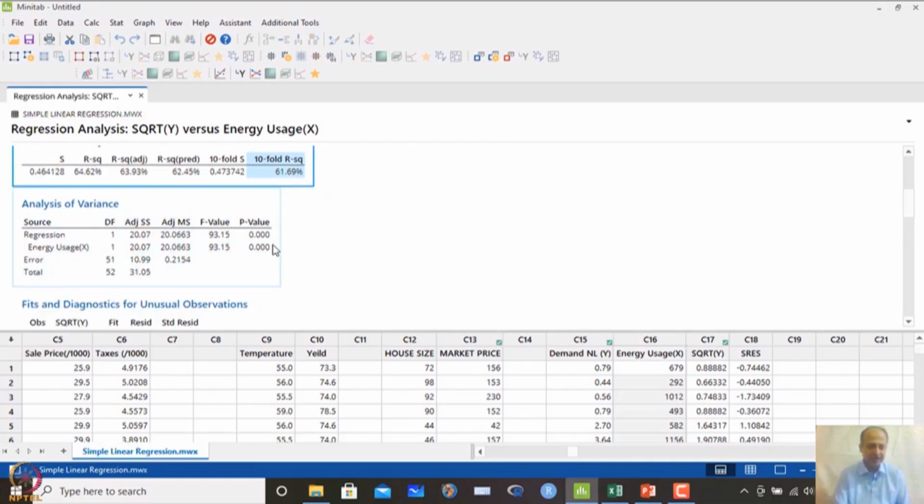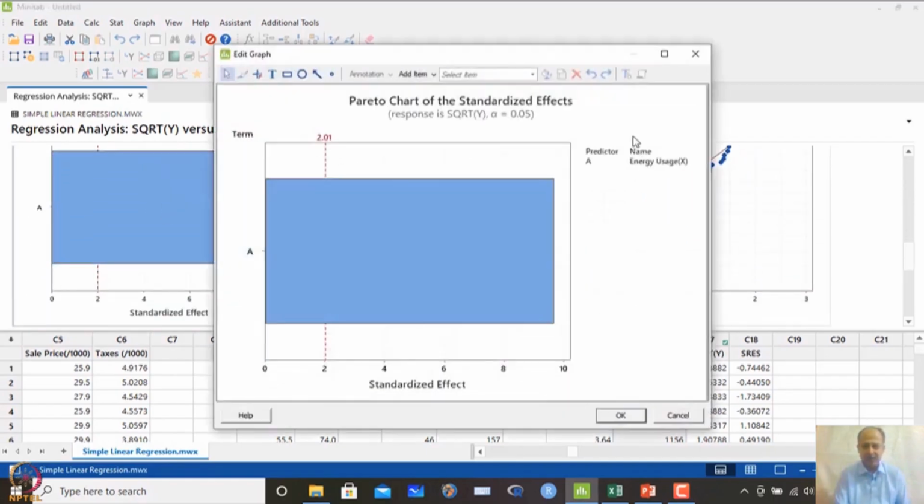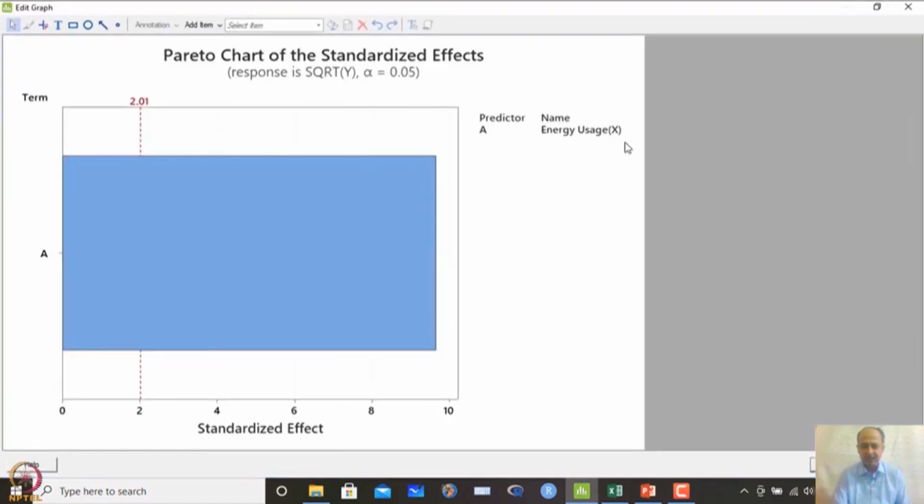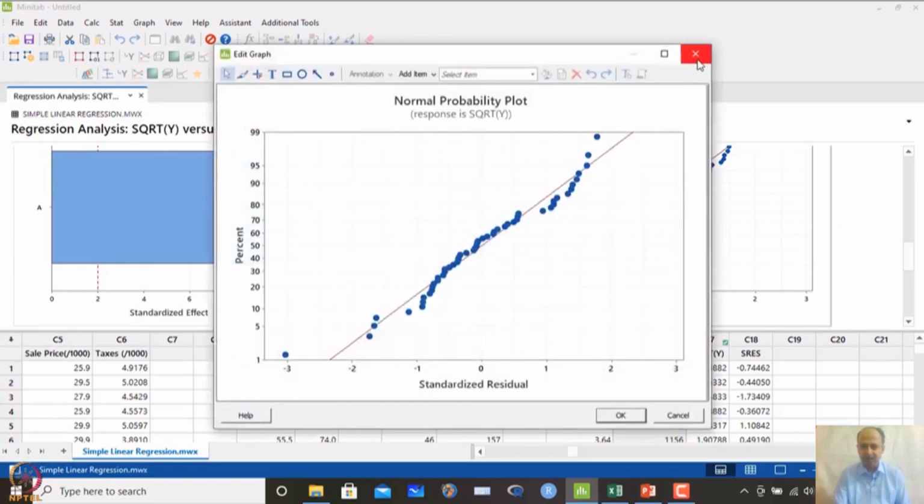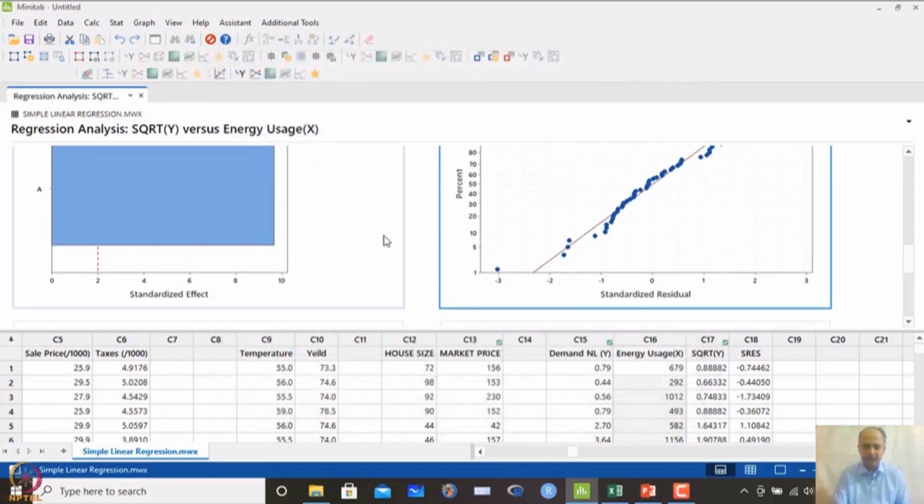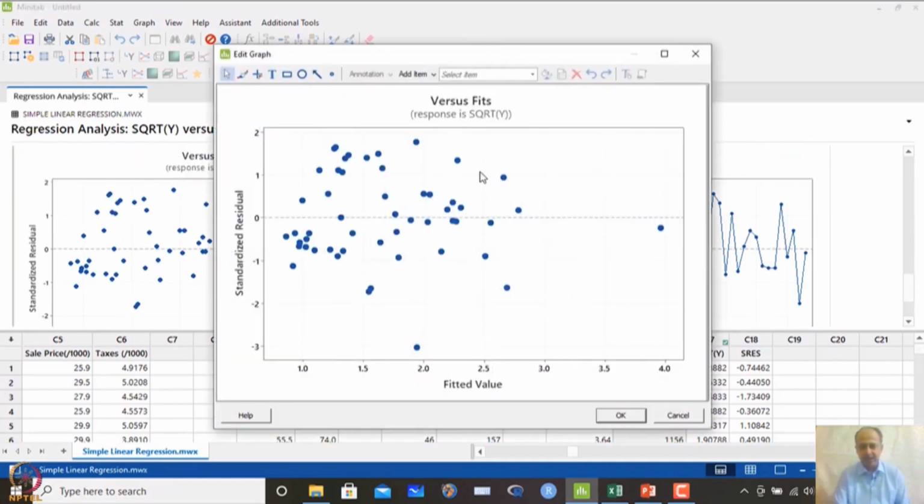There is a significant relationship that exists in this data set, and the effect plot also shows that energy usage is prominent. This variable needs to be considered, and there is no problem with the normal probability plot. We want to check whether the heteroscedasticity problem is eliminated. Here also we do not see much problem in the behavior of the residuals with respect to x or the fitted values.